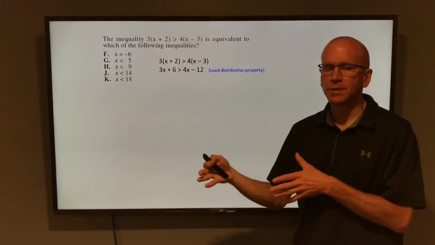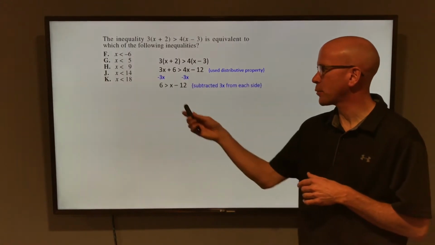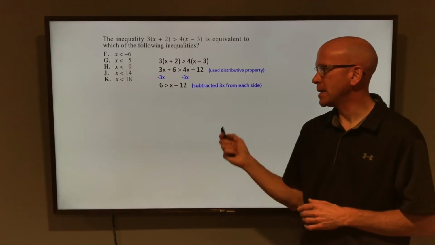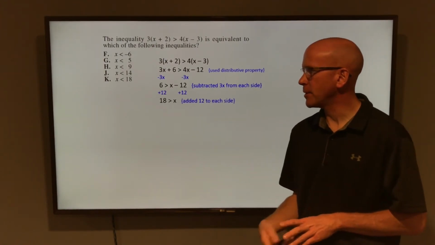We want to get the x to one side, everything else to the other side. So we'll subtract 3x from each side. Get 6 is greater than x minus 12. And then add 12 to each side. 18 is greater than x.